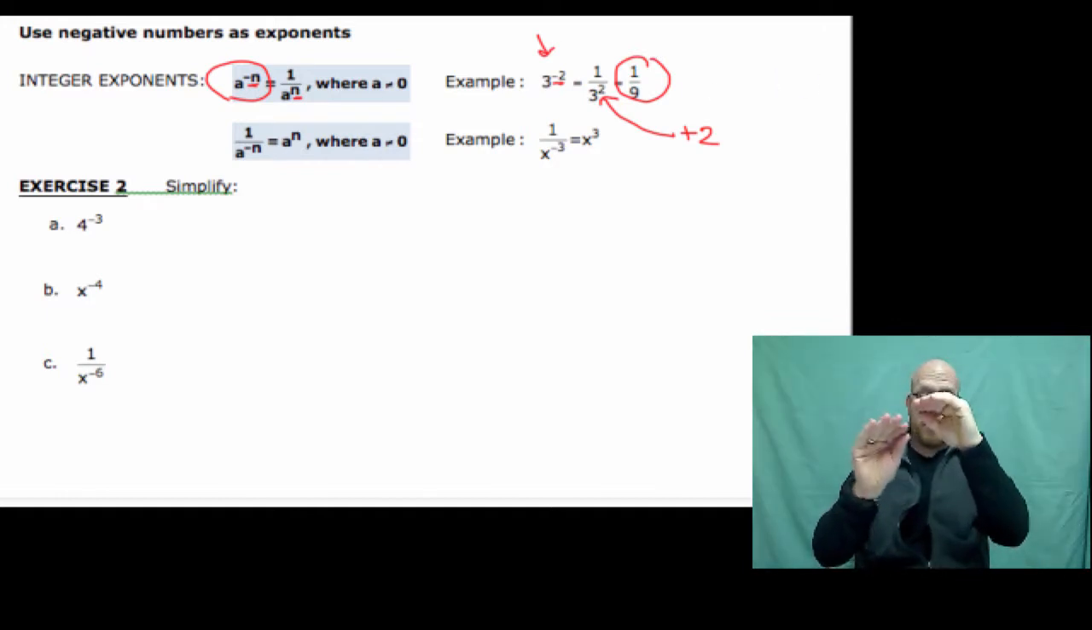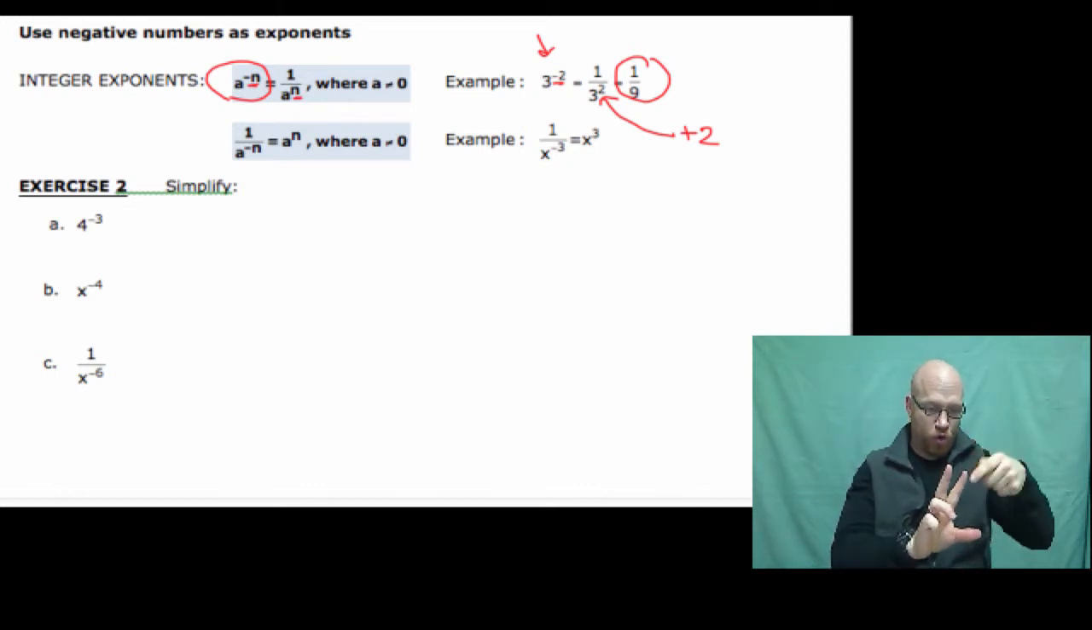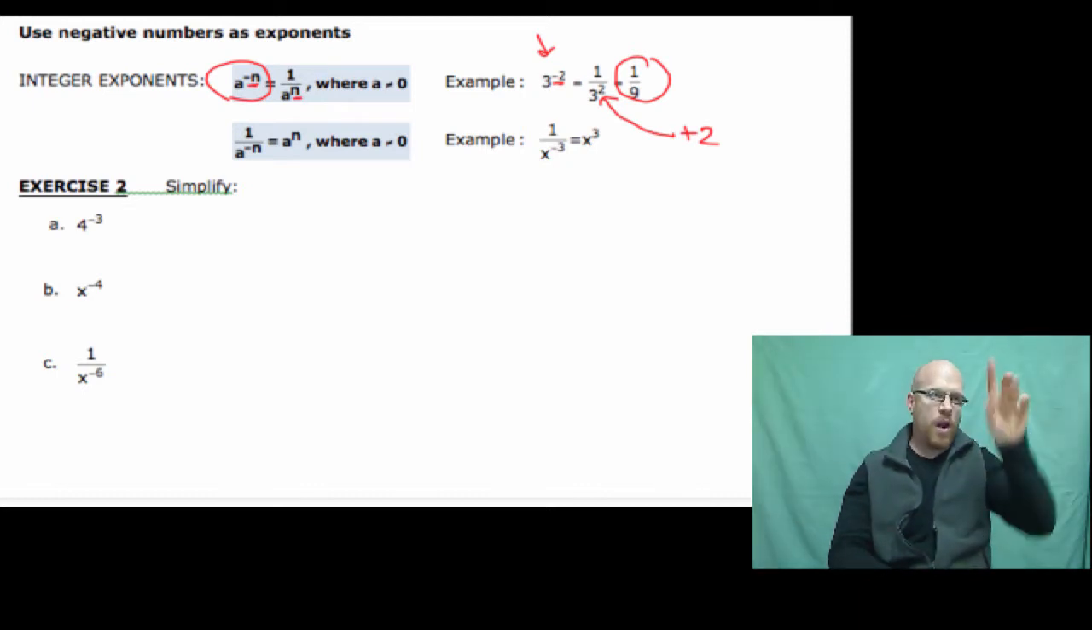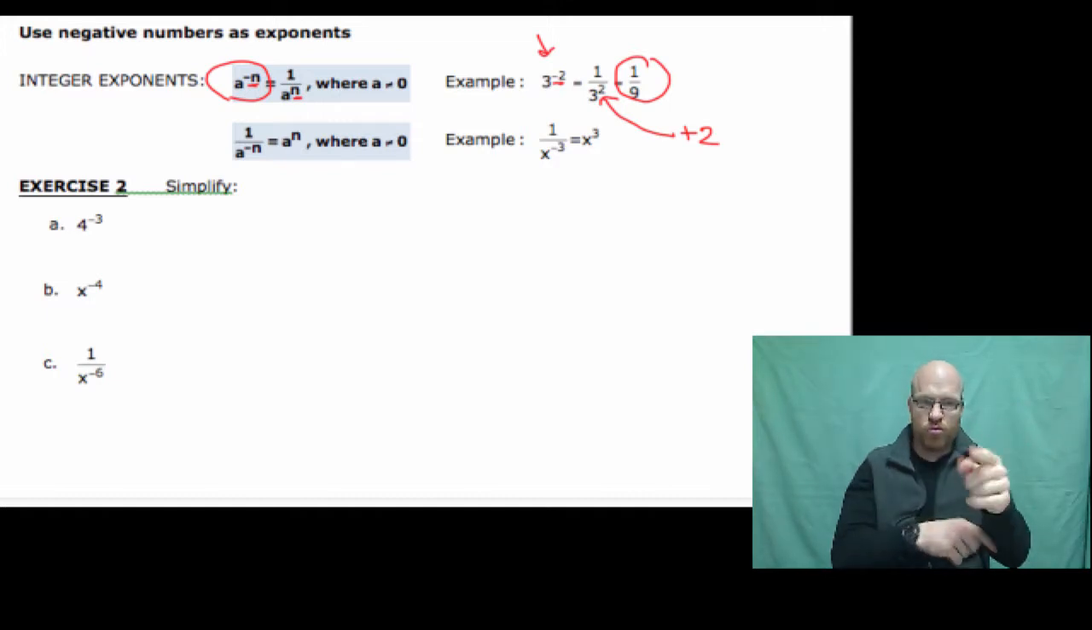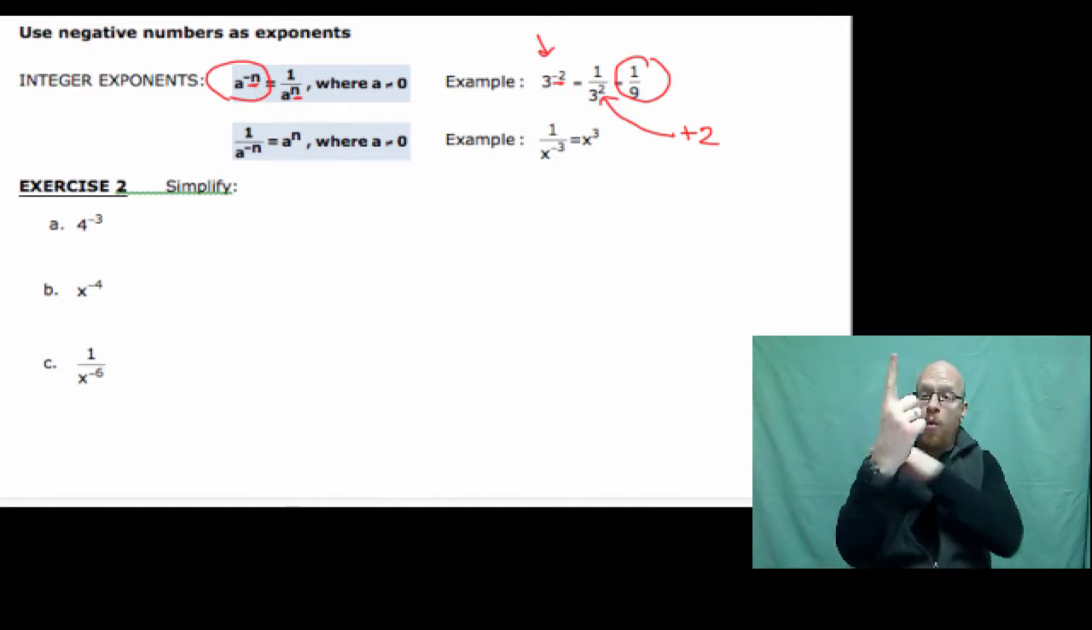See, we have 3 to the negative 2 power. We move 3 squared to the denominator. It's positive 2. And now it's 3 squared. So 1 over 3 squared is 1 over 9.